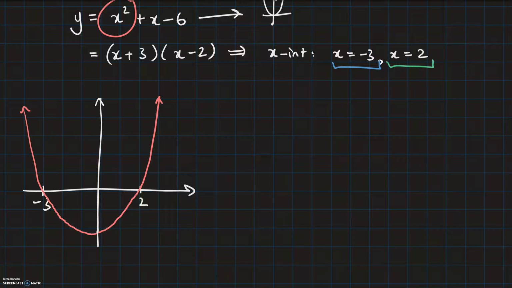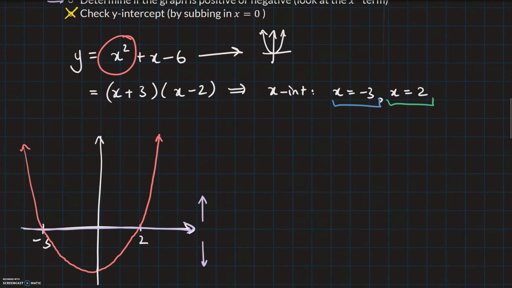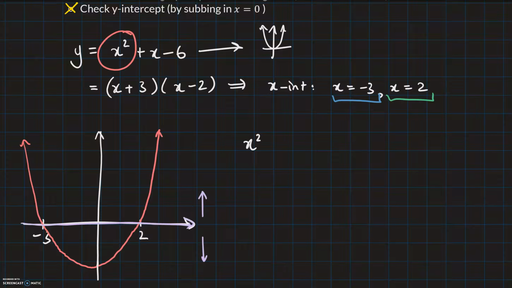All I'm looking for is where this graph is above the x-axis. So if you remember, this is the y is equal to 0 line. I'm looking for when it's above and when it's below. Those are the two main things I'm looking for. So let's have a look at what the question is asking us. I want x squared plus x minus 6 is greater than 0.